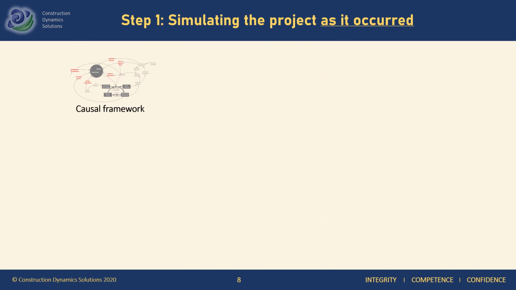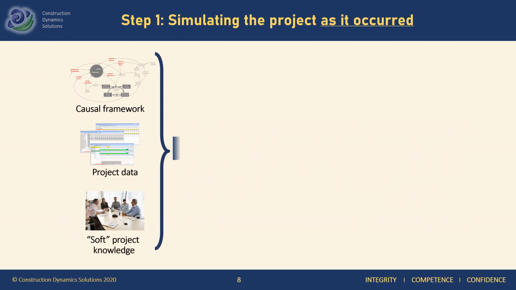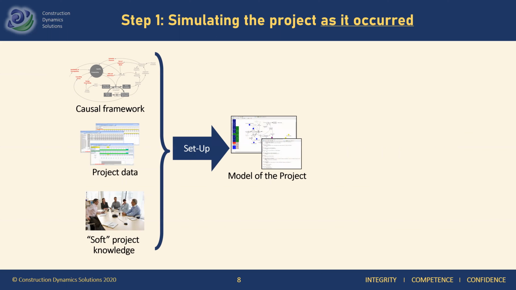So how do we apply system dynamics to assess disruption on your project? Well, we start with the causal framework described earlier and translate it into equations. But now we have to make sure that the resulting simulation model describes your project, not just any project. So we gather as much information about your project as we can.